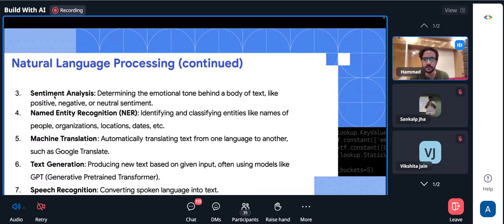Then what we can do with NLP is sentiment analysis. Basically, what Amazon has integrated in its app is that when you open a product, you can see the analysis. It has done this customer analysis based on the reviews. If I can show you right now, I can show it.